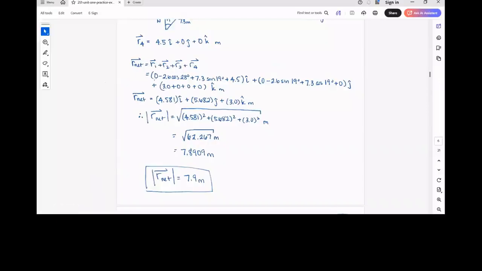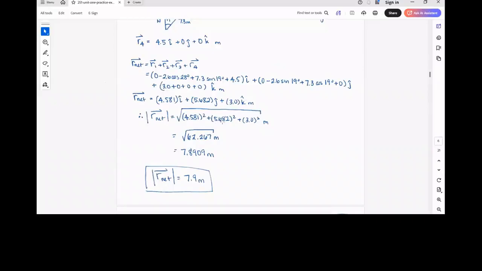Now that we've got those, we can just take all of the x components together. So I'm going to add 0 to negative 2.6 cosine 28 to 7.3 sine 19 to 4.5. And if I do the same process for the other two directions, I find that nothing really interesting happens in the z direction because there's only that one maneuver that brings the drone closer to the ground or further from it. And in the x direction, my component's positive 4.581.